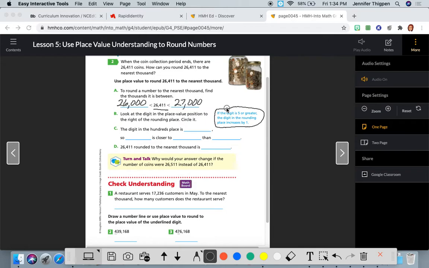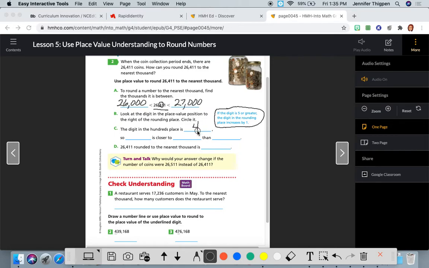So let's look at B again. Look at the digit in the place value position to the right of the rounding place and circle it. If we know we're rounding the 6 in the thousands, we're going to circle the 4 in the hundreds, because it's on the right. And that's what we're going to use to help us round. So for C, let's fill in these blanks. The digit in the hundreds place is 4.